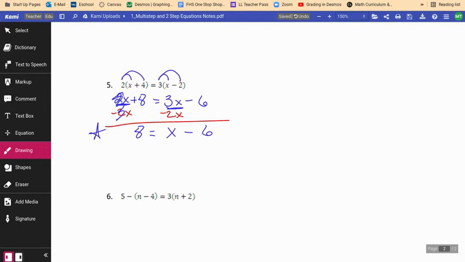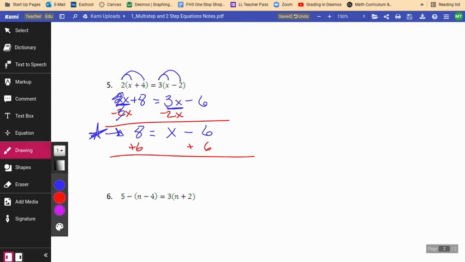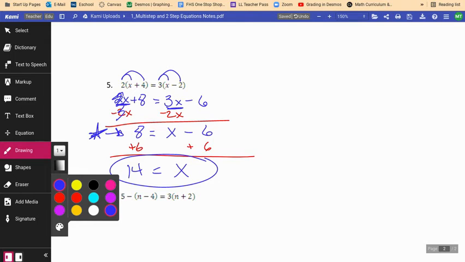Now, again, this is the important part. Algebraically, this should be an easy part to solve. I just need to add 6 to both sides, and I get, I believe that's 14 is equal to x, or x is equal to 14. Okay.